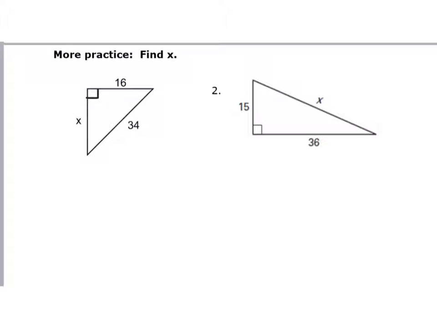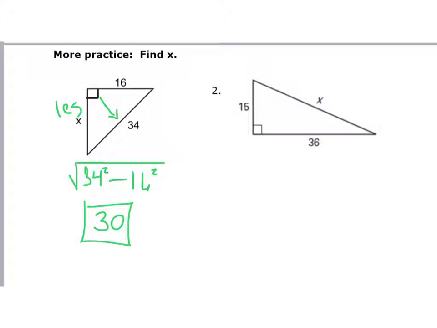Okay, so when I do my square root, I need to decide a plus or a minus. Minus, because I'm looking for a leg. 34 squared and 16 squared. All right, now you can give me my answer. What is it? 30.